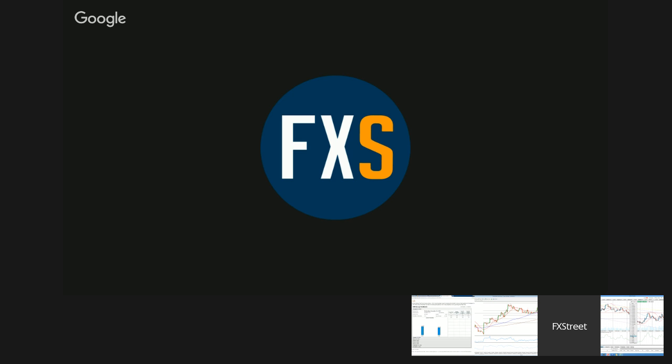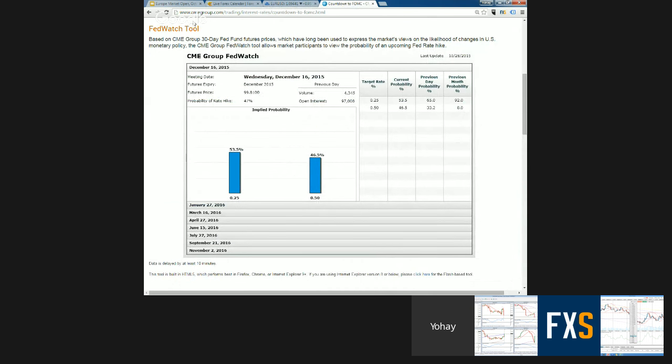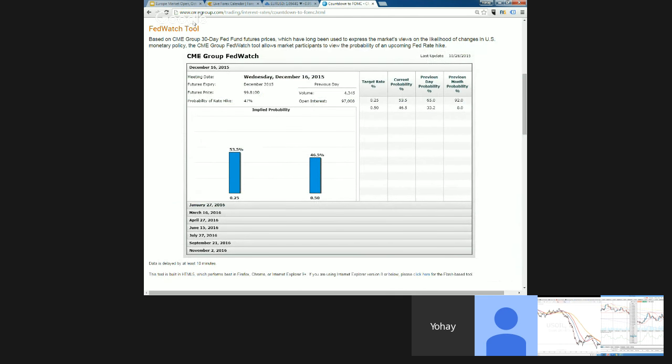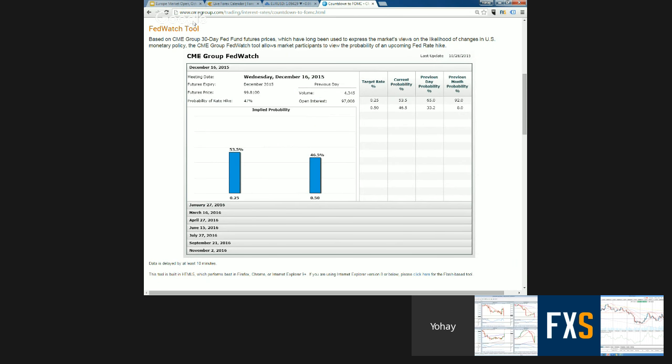Go ahead, Yohay. Just want to comment once again about this chart, this new chart I found. The CME Group FedWatch tool. Now the probability for a rate hike in December is up to 46.5%. No hike is down to 53.3%. It was 62 before the decision.